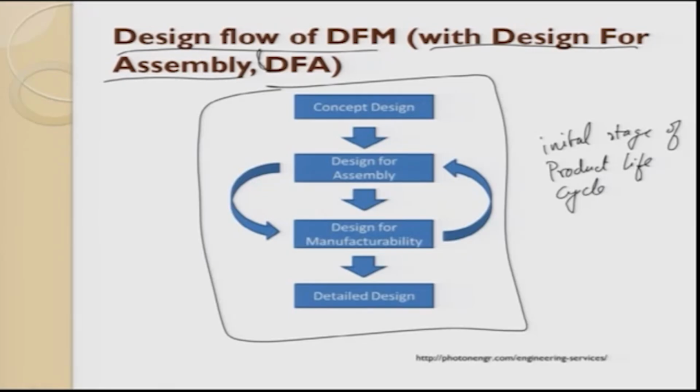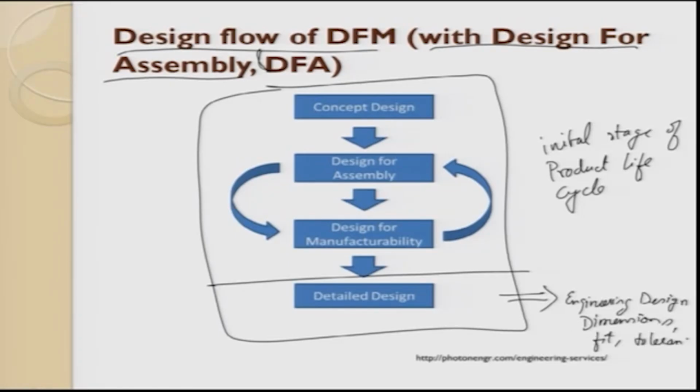Okay. So, the conceptual design for assembly is also thought of, design for manufacturability is thought of. Both go in a cyclic manner back and forth, and after doing all these iterations, only then we start doing a detailed design. Detailed design is nothing but engineering design, in which we talk about the dimensions, fits, tolerances, all these things. Is it clear?